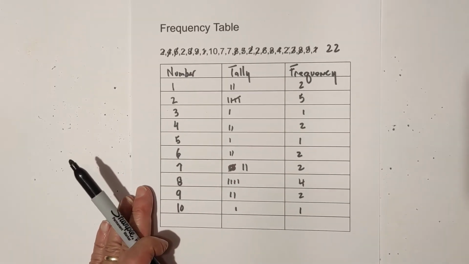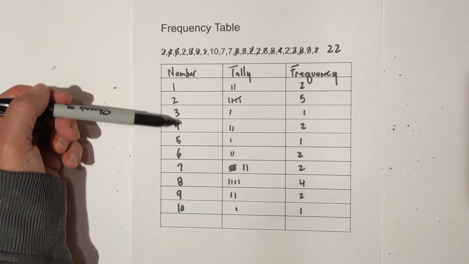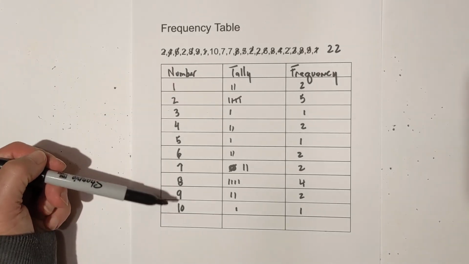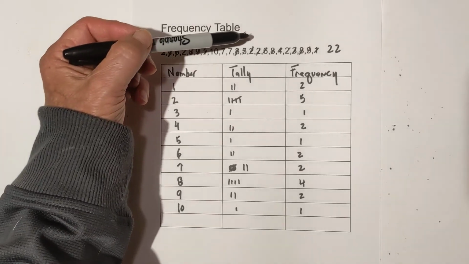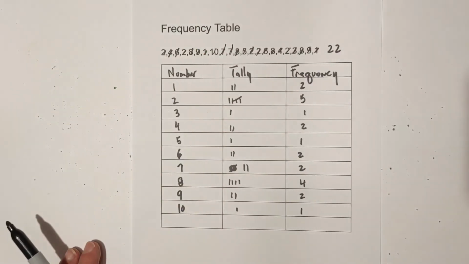So there is a frequency table. Again, in summary, you just put a column, the numbers, put them from smallest to greatest. You tally them, mark everything off. I did miss the 7s, and then total up the frequency.